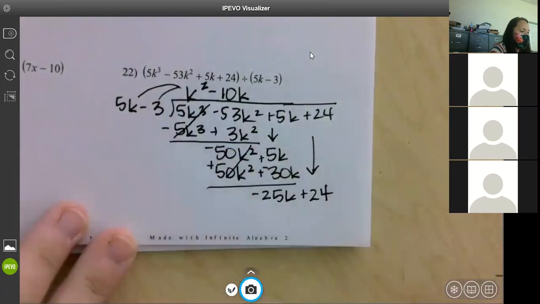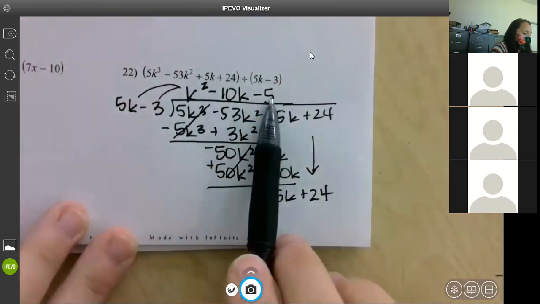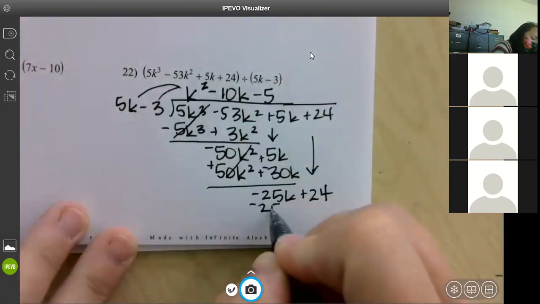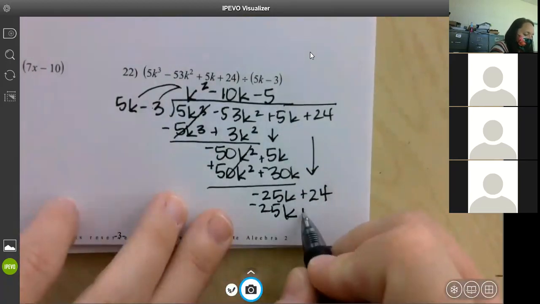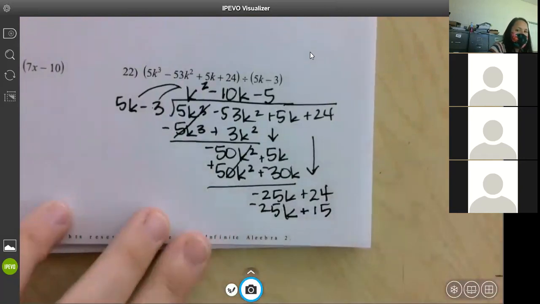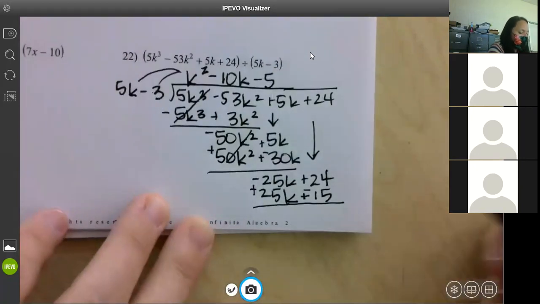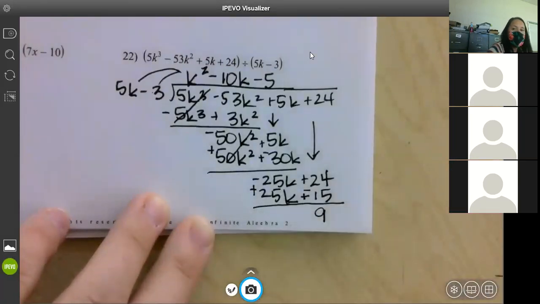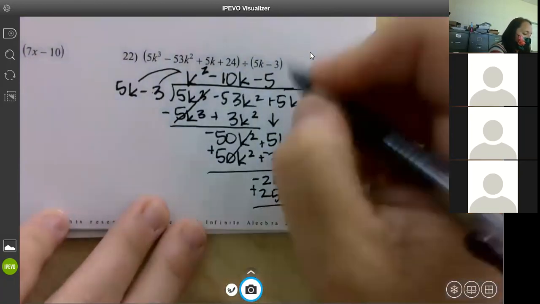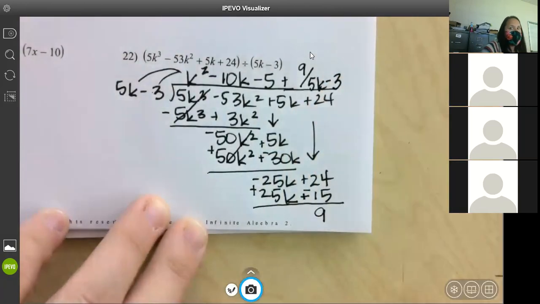5K times what gives me -25K? -5. Distribute. -5 times 5K is where we got the -25K. -5 times -3 is positive 15. How do I get them to cancel? Change the signs. What is 24 minus 15? 9. So my final answer is what we have on top, plus our remainder over what we were dividing by.